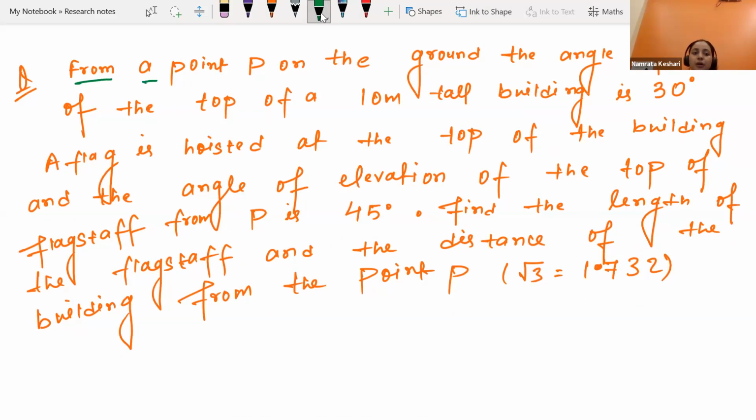So from a point P on the ground, the angle of elevation of the top of... from a point P on the ground, somewhere there is a point P on the ground.